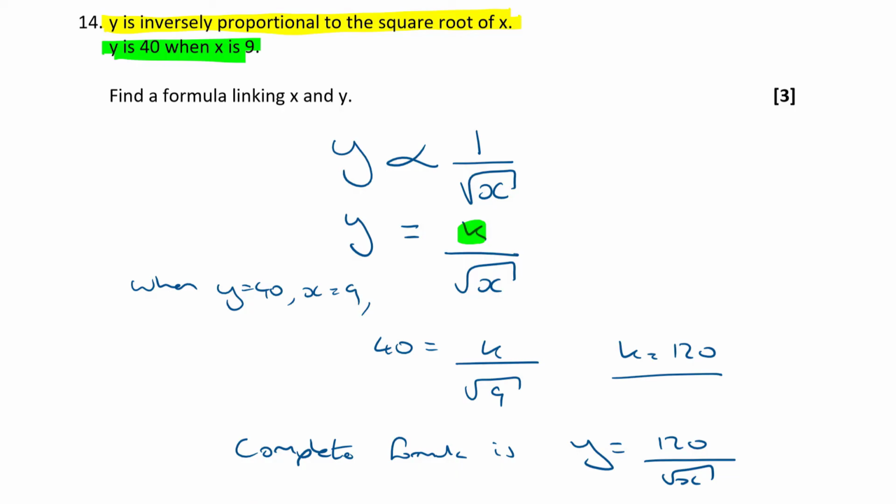Okay, so very, very standard. They give you the relationship, they give you a pair of values to work out what k is, and then you do that, and then you write down the complete formula for the 3 marks.